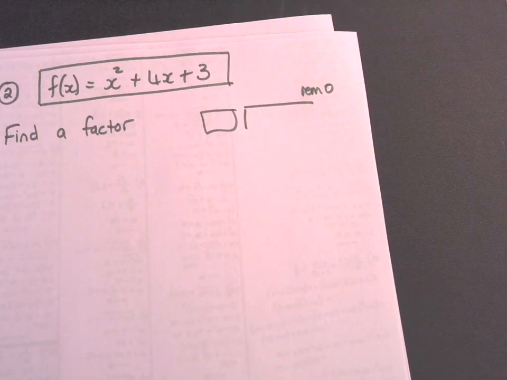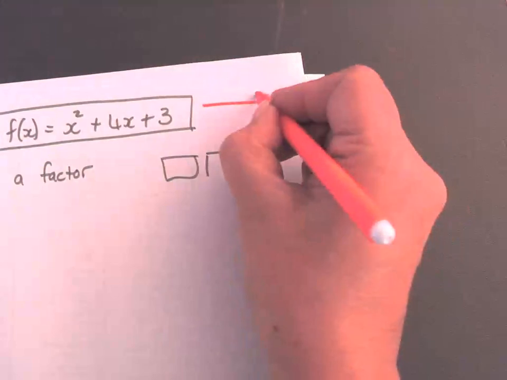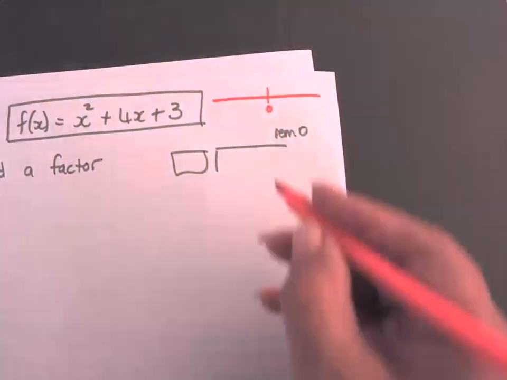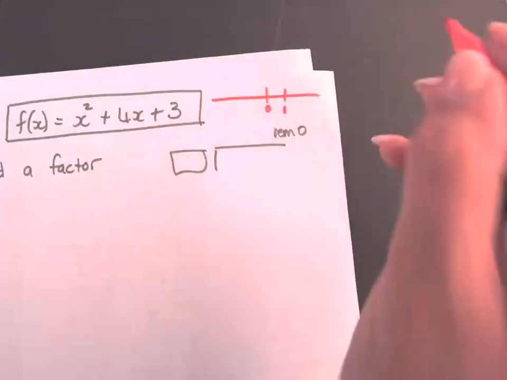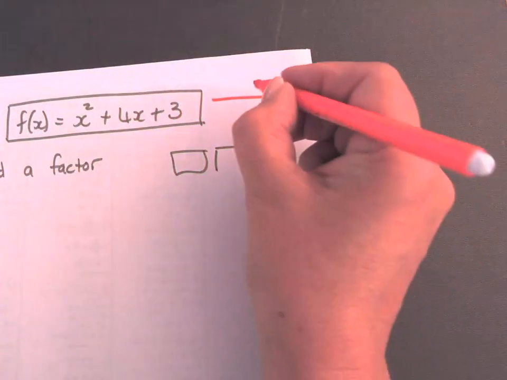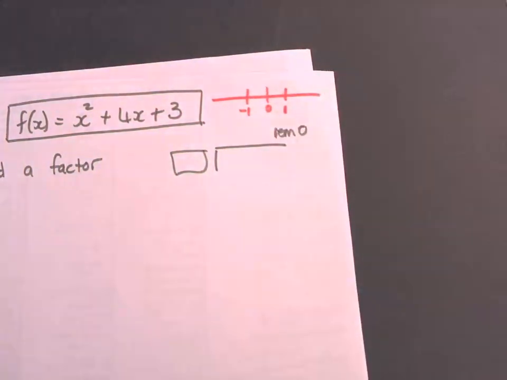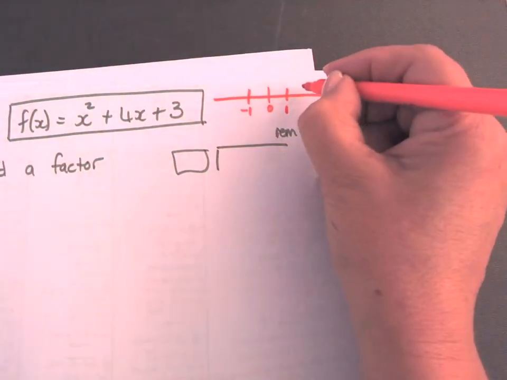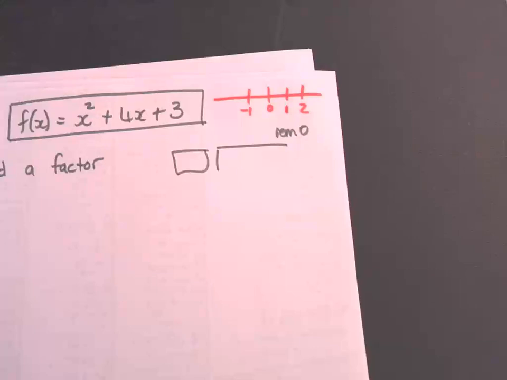It's trial and error. So what we do is, I take the number line, and first I substitute 1 and see if I get 0. If not, I take negative 1 and substitute negative 1. If that doesn't give you 0, you take 2. If that doesn't give you 0, you take negative 2.